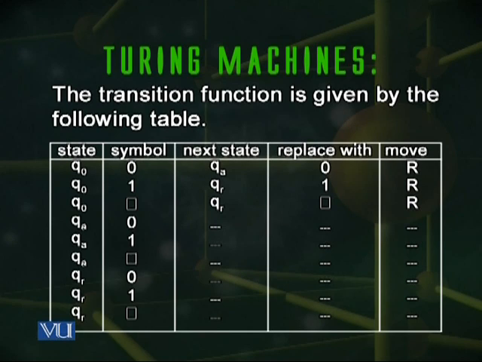Let us suppose that the input is 1. Then the machine starts in Q0. It reads the first symbol on the tape, which is a 1. And since the transition function says that if the machine is in state Q0 and reads a 1, it should go into the state QR, write a 1, and move to the right. Hence, the Turing machine will go into the state QR and reject this input. So this machine rejects the input 1.